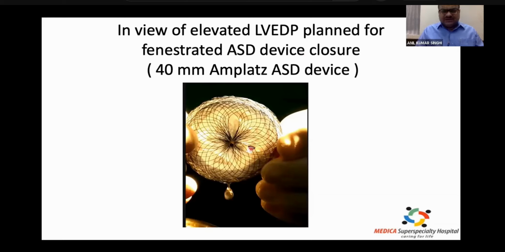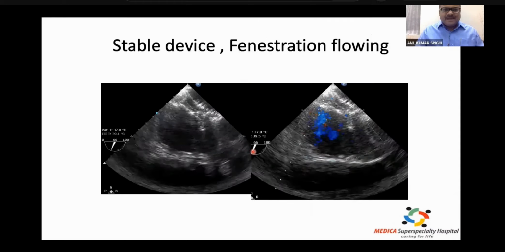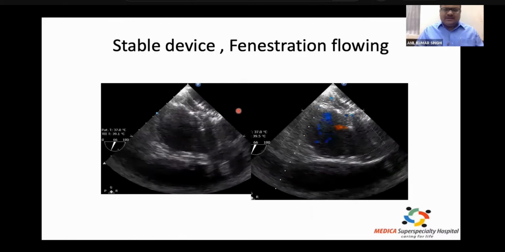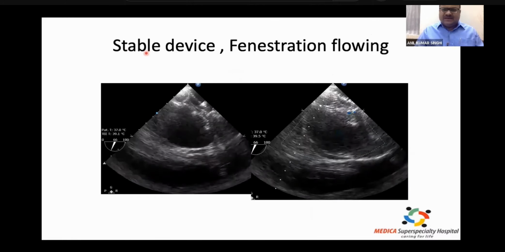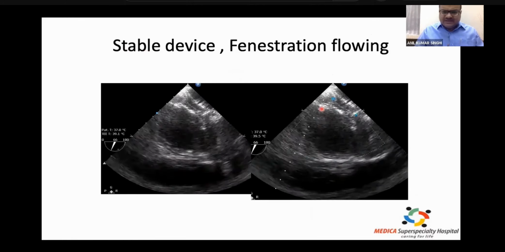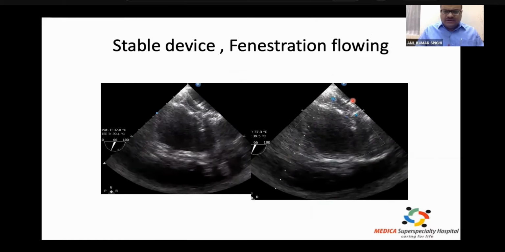So you can appreciate this is the device, and a 5 millimeter fenestration was created inside that ASD device by cutting the fabric and expanding that region. So we deployed under balloon assistance here and a stable device. We can appreciate some flow in the next.